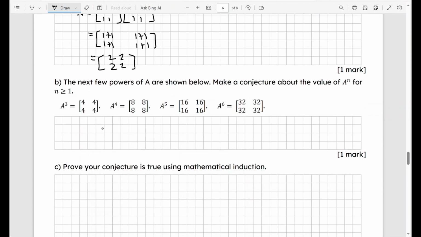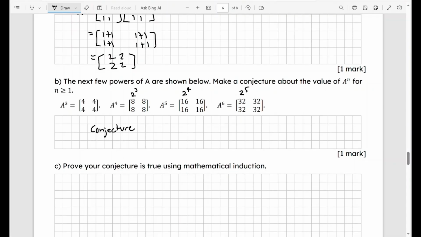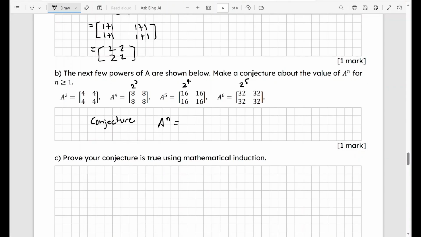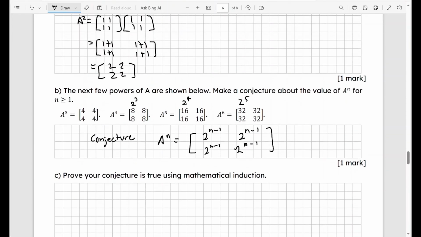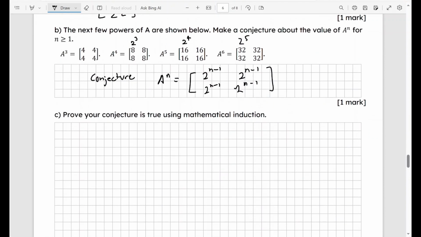And it appears that our conjecture, well, these numbers are 2 cubed, 2 to the 4, and 2 to the 5. So it appears that A to the n is all of your 1 less powers of 2. Because here when it's 6, we get 5. Got to be really careful, it's off by 1. 2 to the n take 1, 2 to the n take 1. All right. Prove your conjecture is true using mathematical induction for all n in Z plus. Let Pn be the statement.